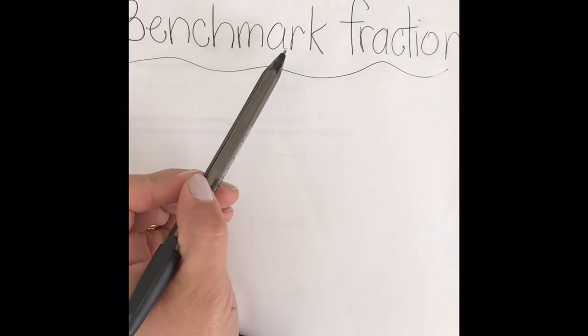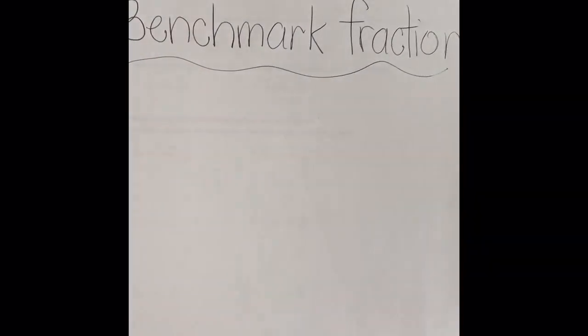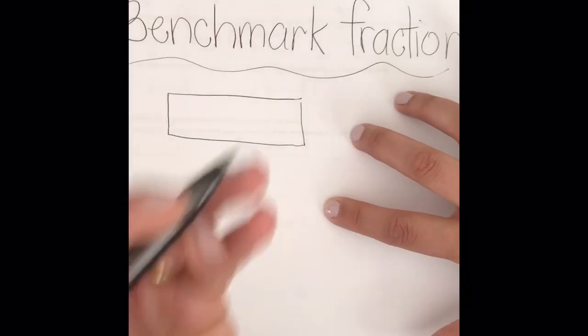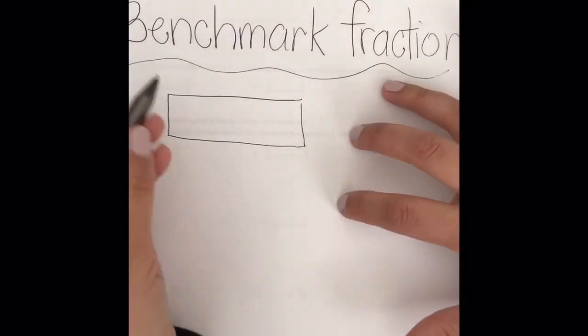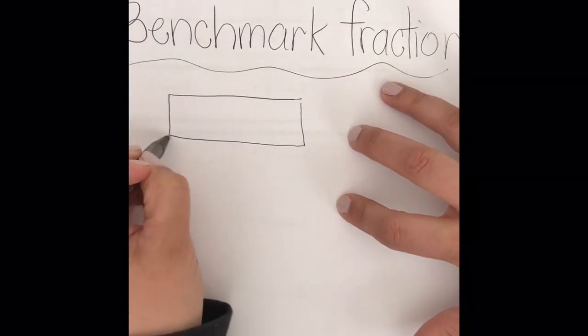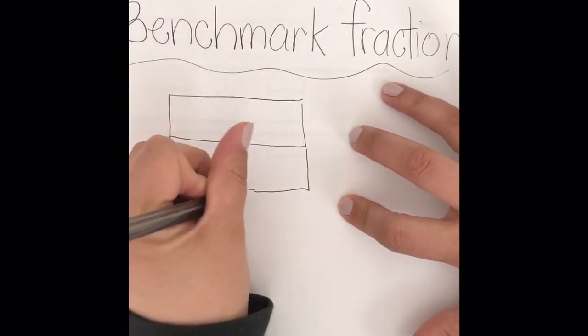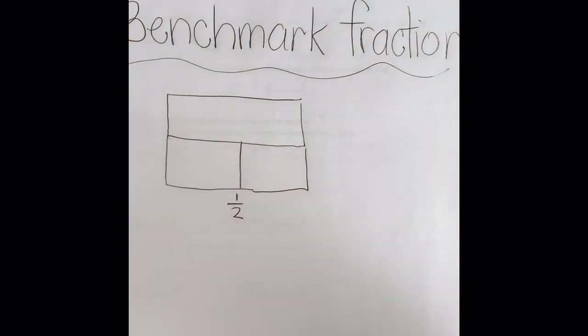So a benchmark fraction is something that we use that is like a familiar fraction that we know the size of. So for example, 1 whole, we know the size of one whole object. So it's easy to compare to half. So 1/2 is an easy benchmark fraction. It's something for us to compare to.